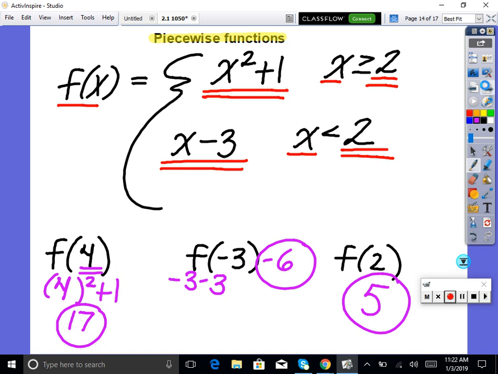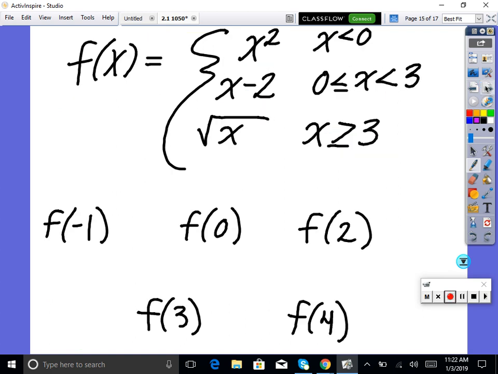So now what if it has multiple pieces? Looking at this one, we have an x squared for x values below 0. We have x minus 2 for x values between 0 and 3. And we have the square root of x for x values greater than or equal to 3. So just tell me which one you would plug negative 1 into. The first, the top. Does everybody see why? Negative 1 is less than 0. So then that would be negative 1 squared, which is 1.